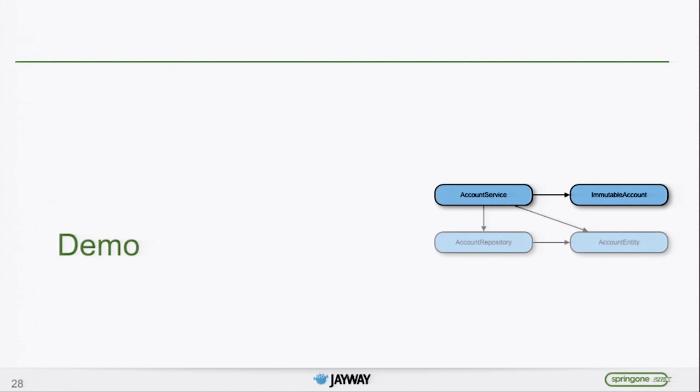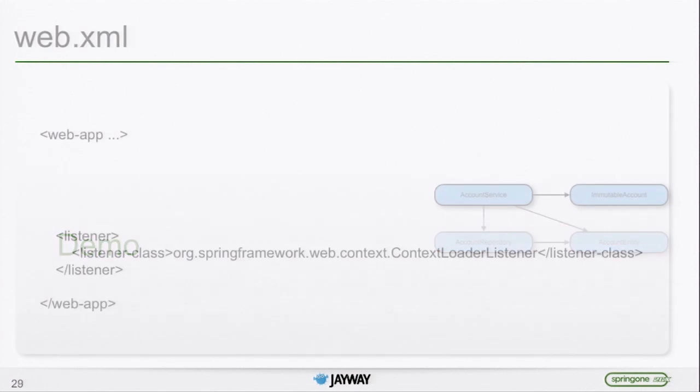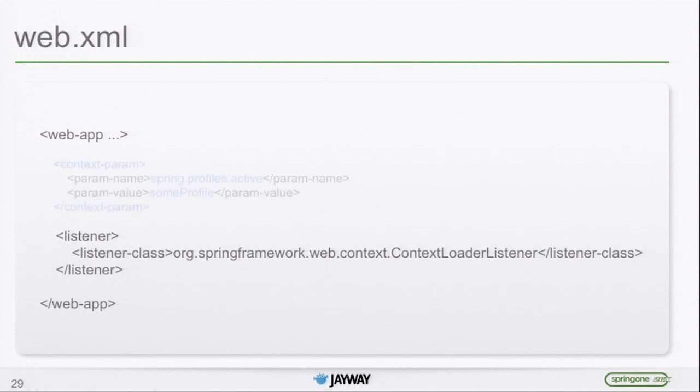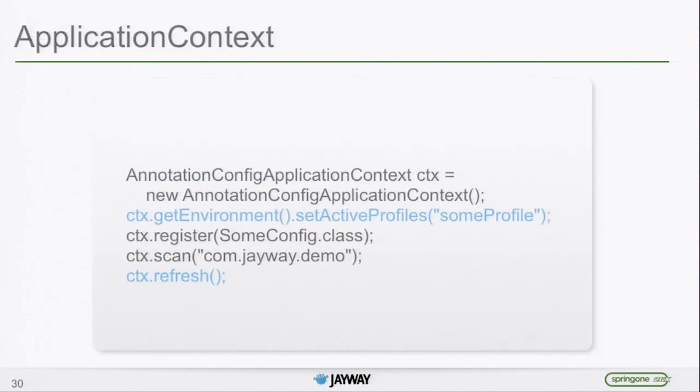So that is how you configure profiles with regards to tests. When you put into production, you also need to specify a profile, because if you don't, the beans associated with it will not be created. If you're a web application, you provide a context parameter called spring.profiles.active. If you create your application context yourself, for example by using an AnnotationConfigApplicationContext, then you set the active profiles on the environment, and please make sure to refresh your application context afterwards.